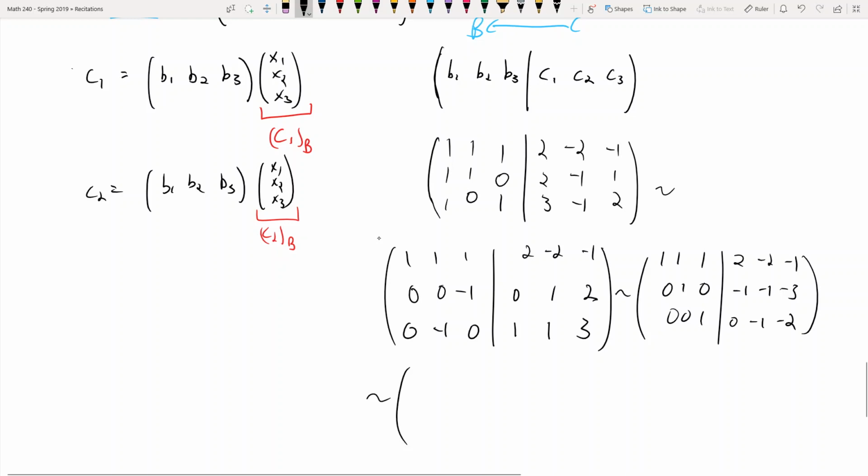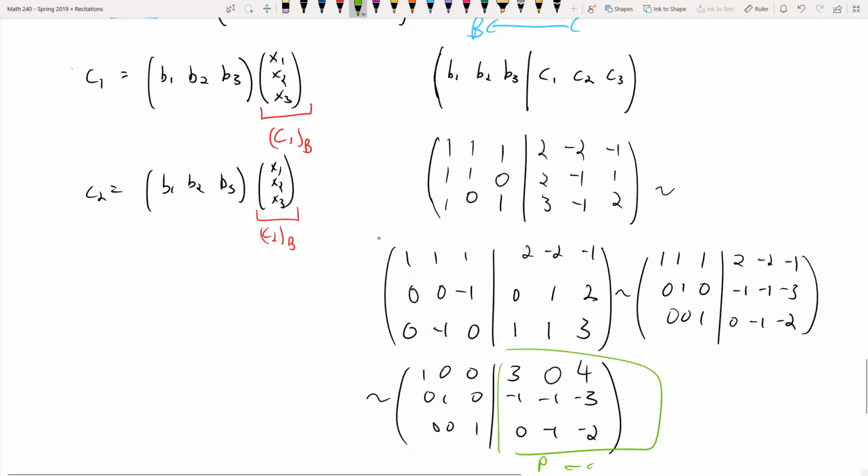Okay, and then finally, I'll get the identity matrix on the left. And here, well, I'll write down my last two rows first. Okay, and then 2 minus negative 1 minus 0. So that's positive 3, 2 plus 1. Negative 2 minus negative 1 minus negative 1. Well, that's negative 2 plus 2. And then negative 1 minus negative 3 minus negative 2. Negative 1 plus 5 is 4. So there's my change of basis matrix.